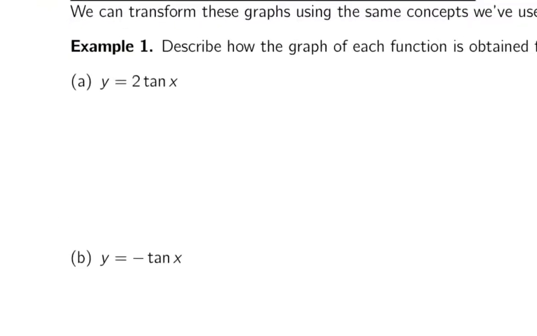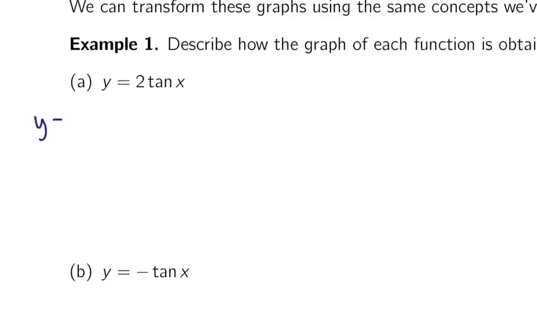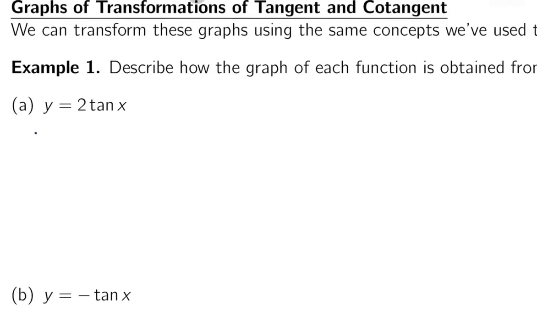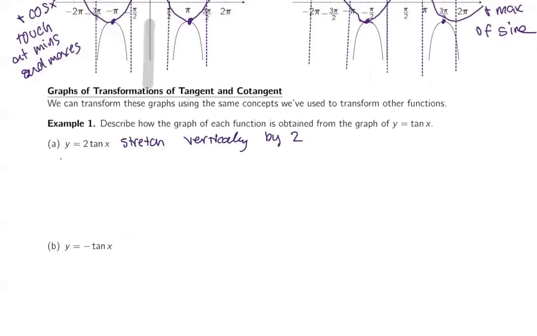So like y equals 2 tangent x. Well, what would this have done if it were y equals 2 sine x? Let's just remember that one. That would have changed my amplitude. That would have stretched it vertically. And so just like before, this one is going to stretch vertically by 2.